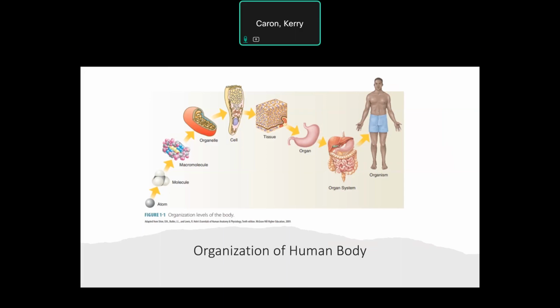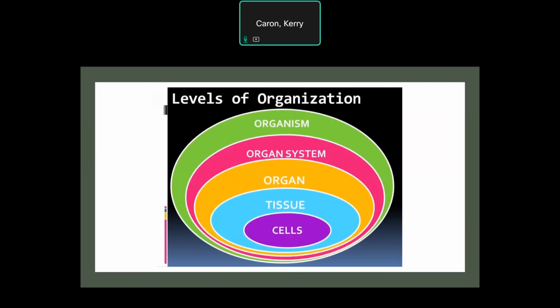But backwards, a cell is comprised of organelles, macromolecules, molecules, and finally the atom, which is the most basic unit for life. So here is another way of looking at this, with cells being the beginning: cells to tissues, to organs, to organ systems, to organisms, the organism being the human body.